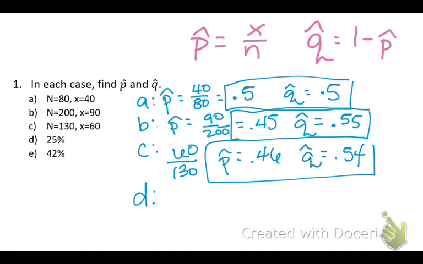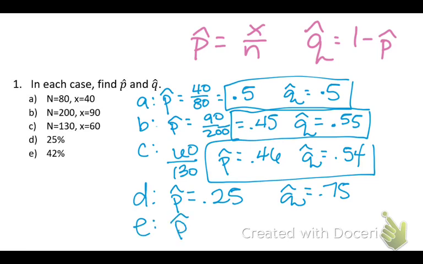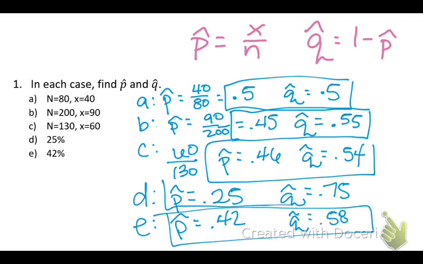D is a percent, and so really the work's already done for you. Whatever percent they give you, that's automatically going to be your p hat, and then you can easily find your q hat after that. 1 minus 0.25 is going to be 0.75. Letter E, same process. They give us the percent, which is automatically our p hat. 0.42 subtracted from 1 should give us an answer of 0.58. And so these are our answers for this.